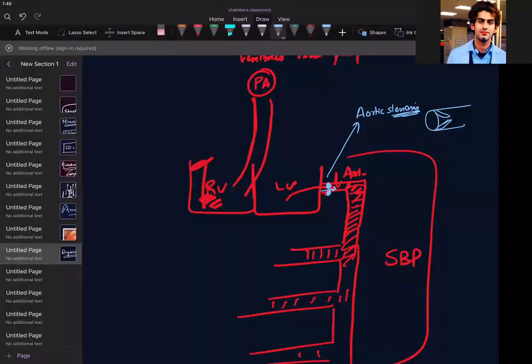Now people start saying preload. I don't know how preload will increase. You are yourself telling, isn't it? Very nice. So it's the afterload, which is behaving as a resistance. This narrowing is behaving as an increased resistance, the resistance is accentuated. That's why, the stenotic aortic valve.